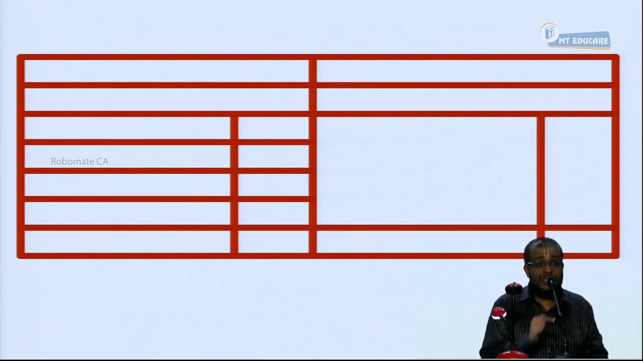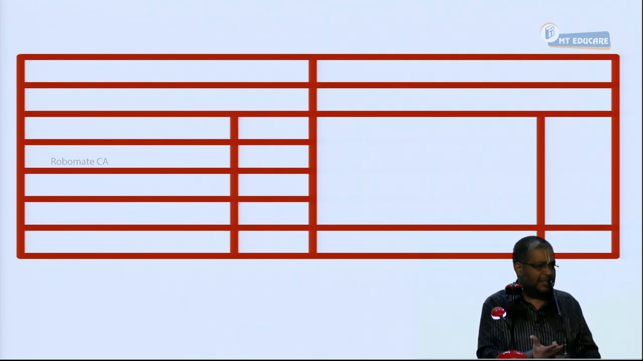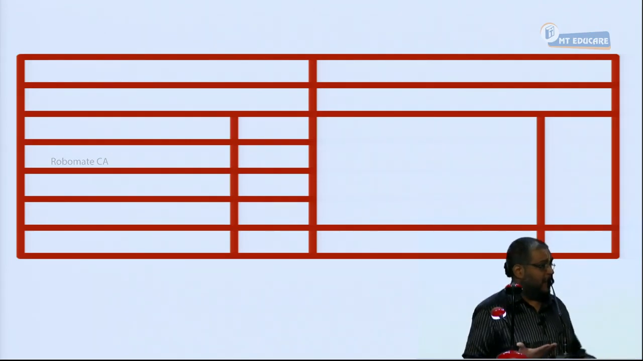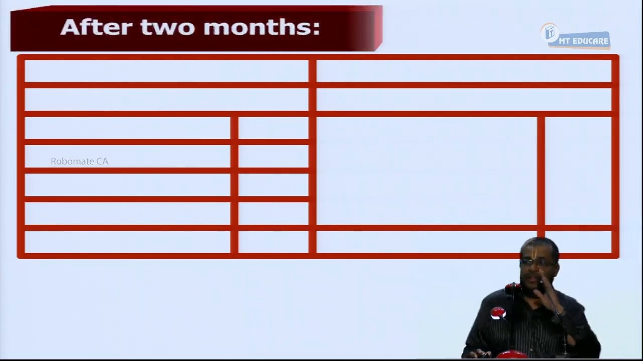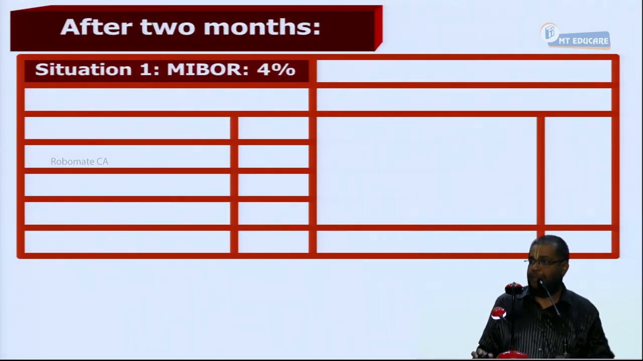What is a MIBAR put with a strike price of 5%? I agree to sell MIBAR for 5%. With a 2 months option, I agree to sell MIBAR after 2 months at 5%. What does an 8 months option mean? I agree to sell MIBAR after 8 months at 5%. Is that the meaning? Yes.